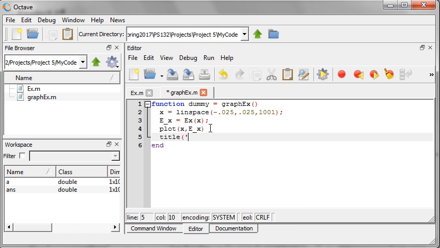I'm going to call it x component of electric field on x-axis versus x. And let's see how that looks.